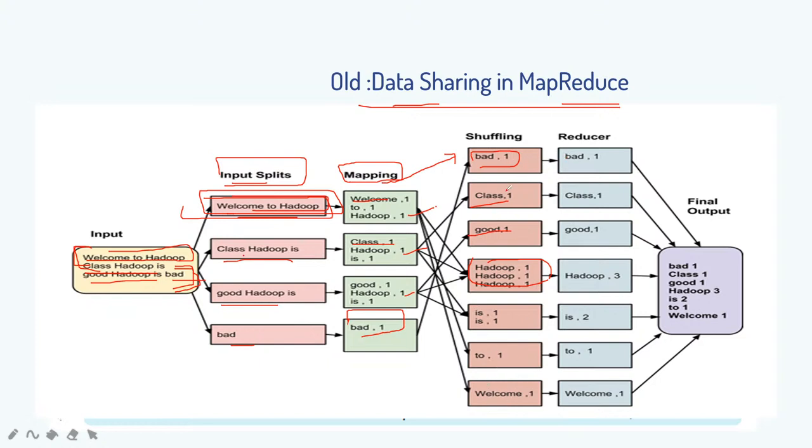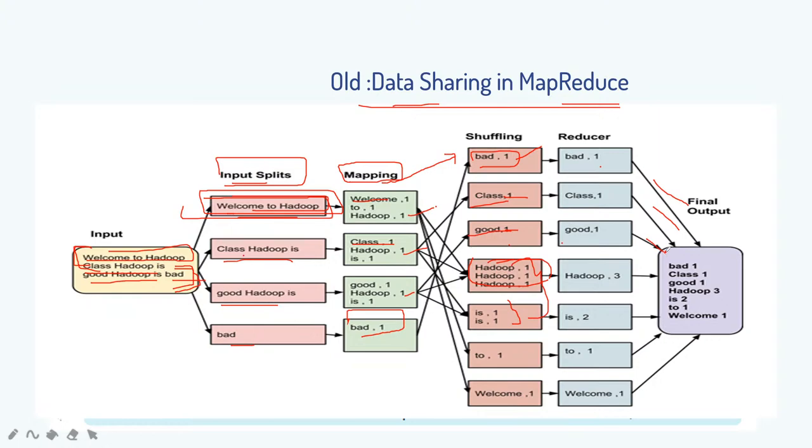Then based upon the shuffled data I will reduce all my data with the count. For example bad is repeated for only one time, so I take it as usual the same, and class is repeated for only one time, I take class, and then good one time, but Hadoop here totally three times, so I take it as Hadoop comma three, and is will be repeated two times, is comma two. So using this I am reducing the output, that is called the MapReduce technique. I am reducing the output as a final, bad, class, is, welcome. Okay, so this is called the MapReduce technique.